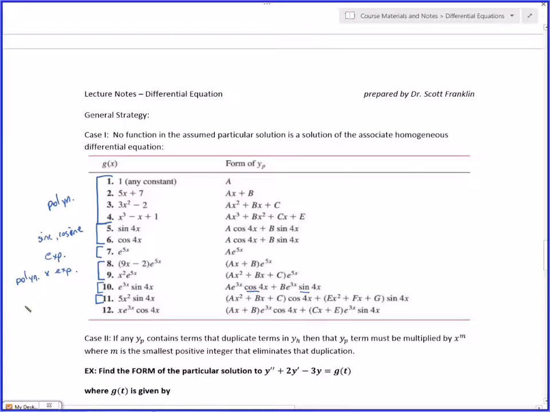If you have a polynomial times a sine, well, that's where it gets a little messier. You're going to use a polynomial of that degree times a sine, but you also need a polynomial of that degree times a cosine. And what if you have a polynomial times an exponential times a sine, or a polynomial times an exponential times a cosine? You use the same polynomial degree times the exponential times the sine, plus the same polynomial degree times the exponential times the cosine.